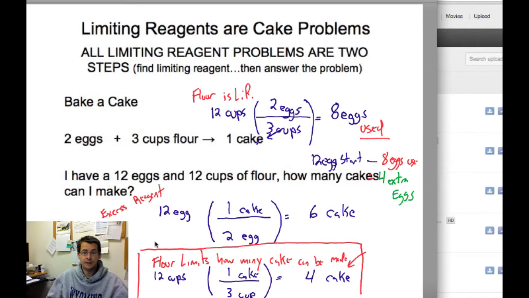Again, we can see that from our example. The cake example says that 4 cakes can be made with 12 cups. We are limited to 4. Can't make more than you have.